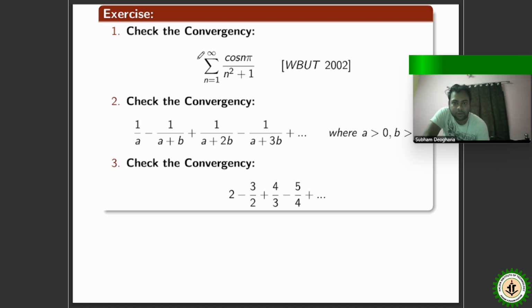This is a very important question. I will give a hint to solve this kind of problem. Here cos n pi is nothing but minus 1 to the power n. So this is actually an alternating series, so you can apply the Leibniz test.